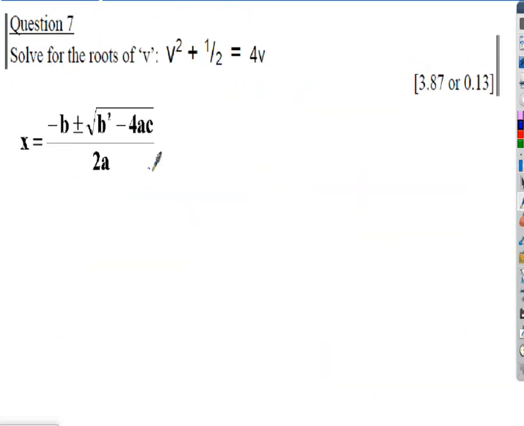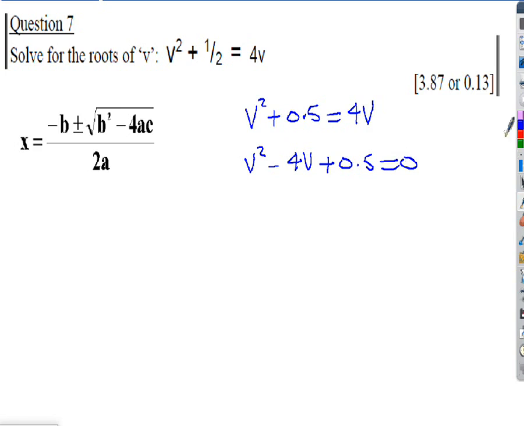Now question 7, we need to be slightly careful of this in the format of the question. We're given that v squared plus a half, I'll write it as 0.5, some students prefer the decimal, so I'll put it as decimal, is equal to 4v. We need to get all our terms onto the same side of the equation, so I'm going to subtract 4v from both sides. So v squared minus 4v plus the 0.5 is now equal to 0.